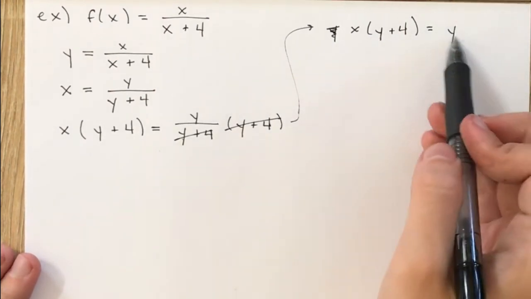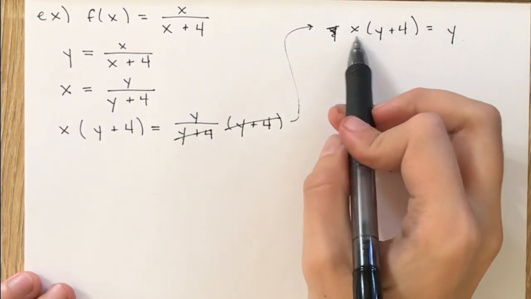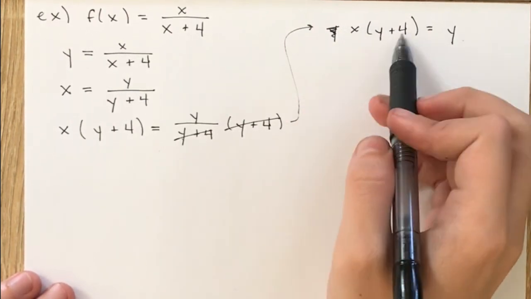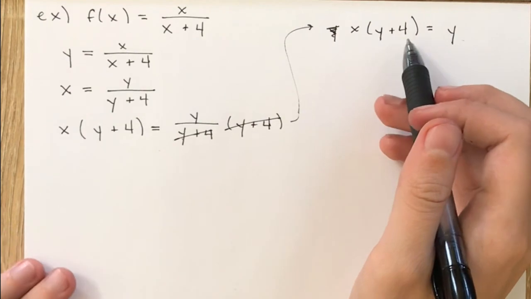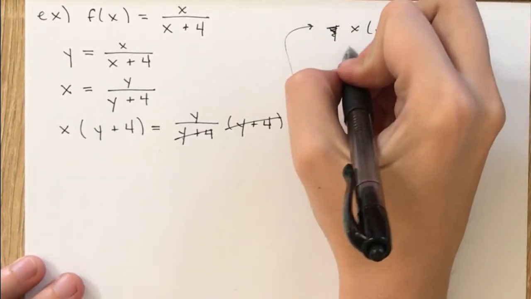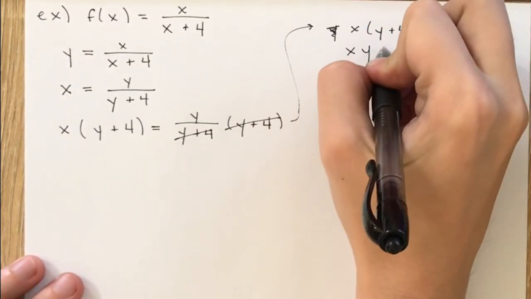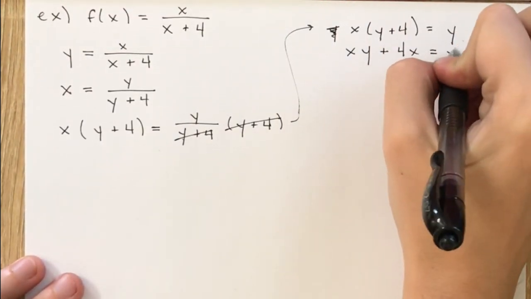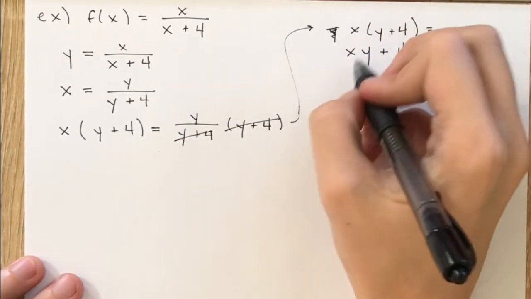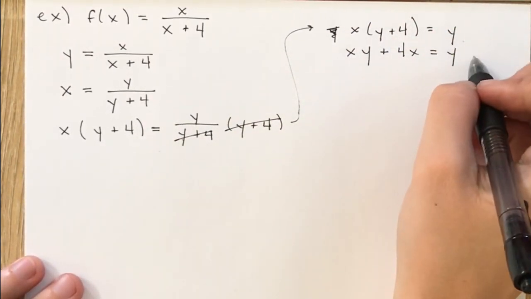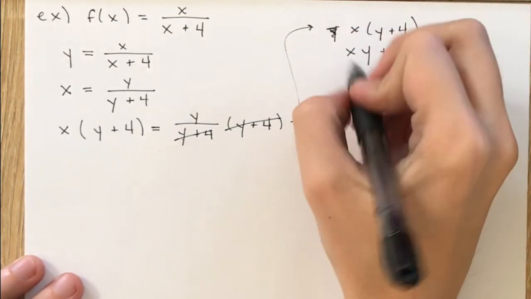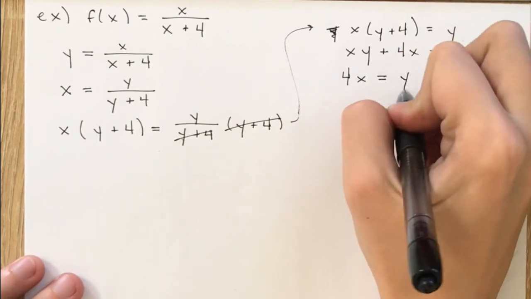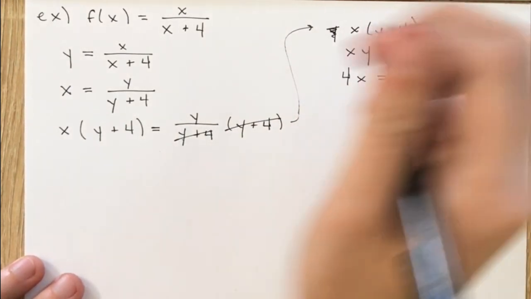Okay, so we want to get the y's on one side together. So how can we do that? Well, we definitely need to get the y out of this whole situation where it's being multiplied and added and all this stuff. So let's distribute x here so that we can move that term around. So we have xy plus 4x equals y. Then we bring this xy term over to the other side by subtracting xy on both sides. So we're left with 4x equals y minus xy.